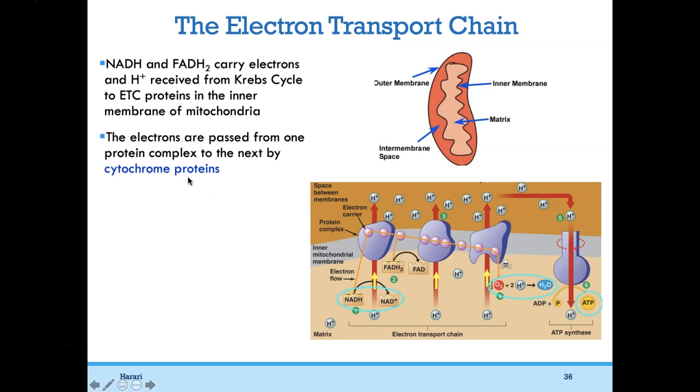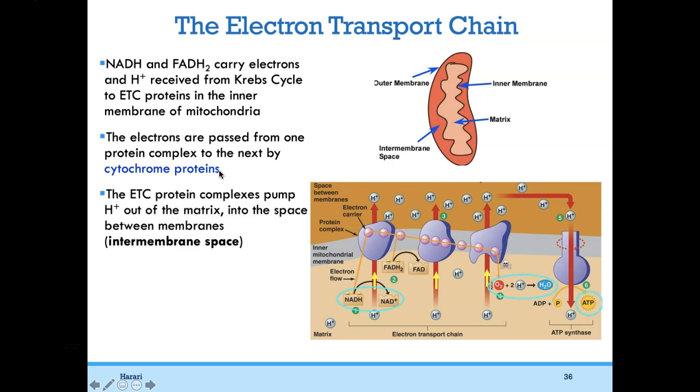Specifically, cytochrome proteins are shown. They're little carrier proteins that diffuse through the membrane. They require iron to work, cytochrome proteins. They carry the electrons from one protein complex to the next. And as these electrons are transferred from one protein to the next, the energy from the electrons is used to pump protons, H+, out of the matrix and into the intermembrane space.